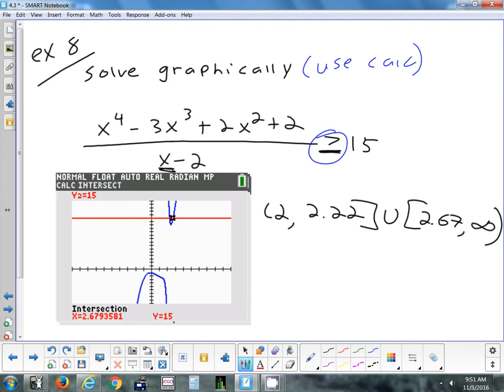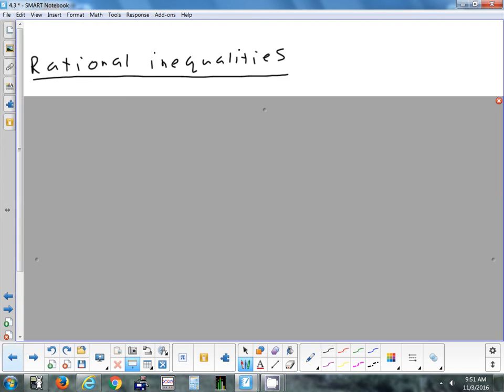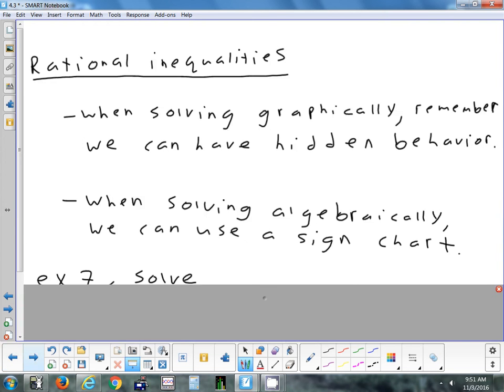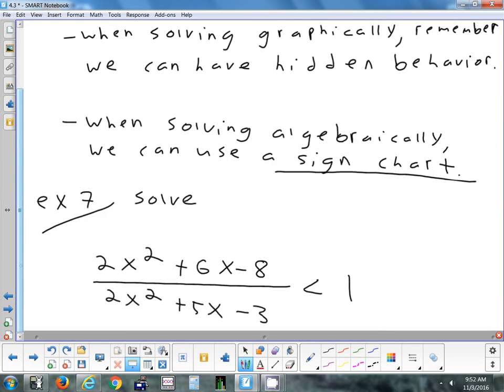Right, so if you see a problem in the homework that says use a sign chart to solve the inequality, you don't have to use a sign chart. Just type what's on the left in y1, type what's on the right in y2, and just do what I did. Okay, ignore the directions in the book for that.